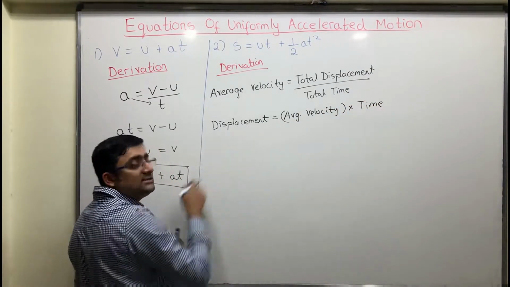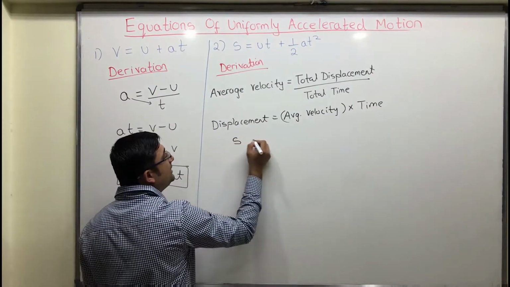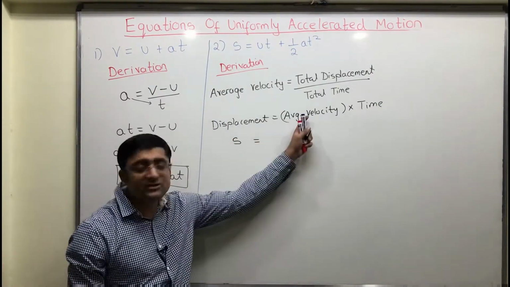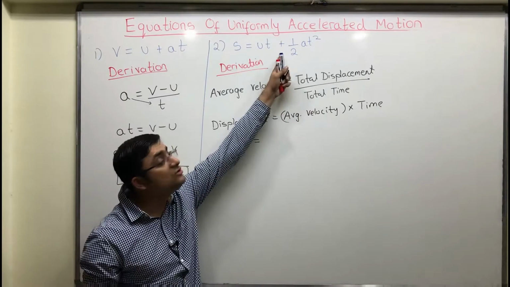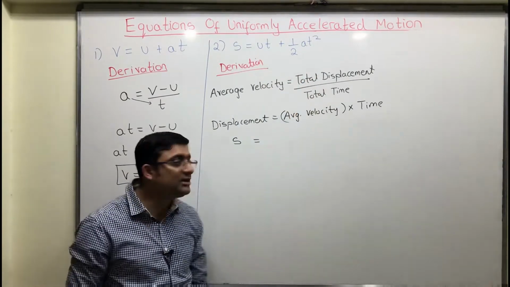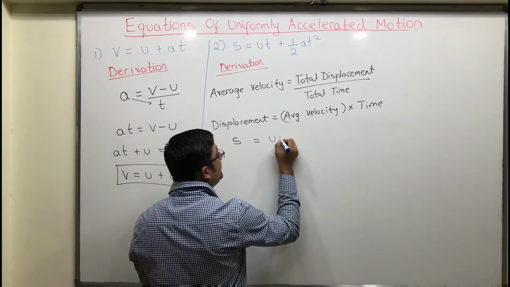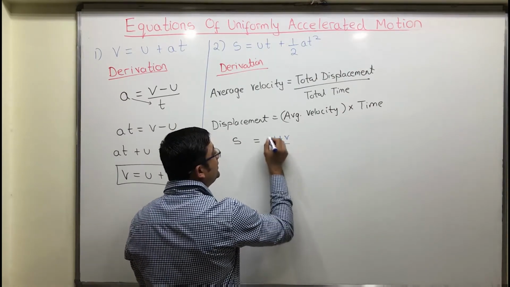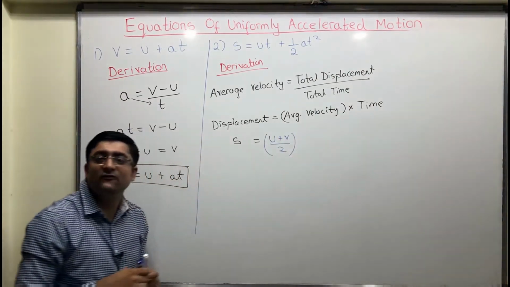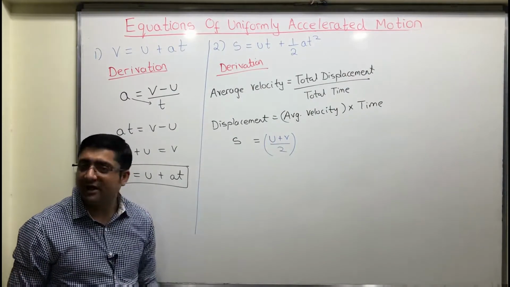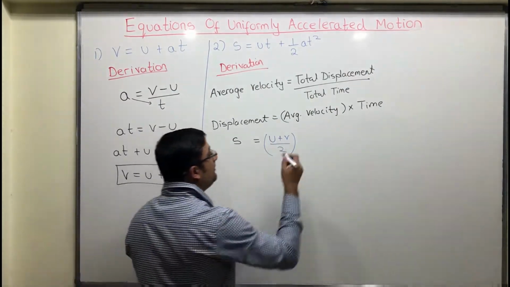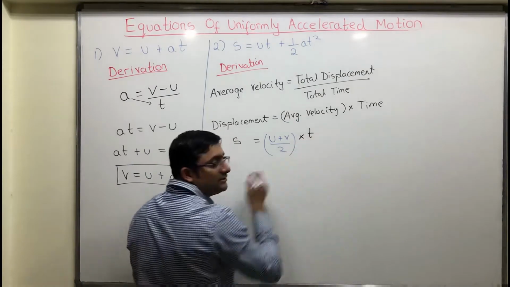Now guys, what is the symbol for displacement? S is equal to, now for average velocity over here, because this is uniformly accelerated motion, we can use the other formula. So recall, I taught you a formula for average velocity, u plus v by 2. Is this clear? So whenever we have uniformly accelerated motion, this is how we calculate average velocity. So multiplied by time, right?